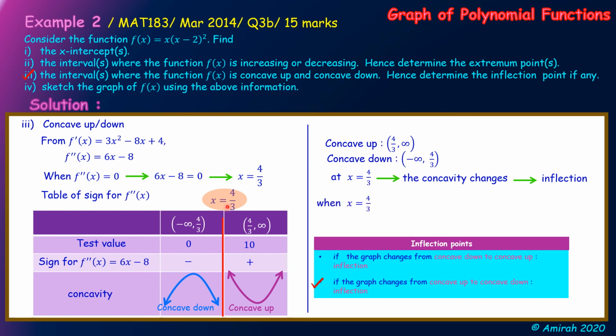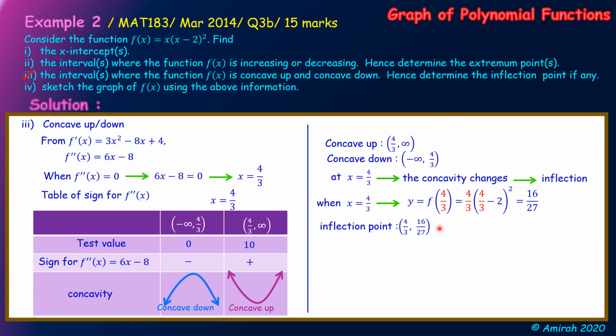So to find the point, we need to find the coordinate y. We substitute x equals 4/3 into f(x). Our f(x) equals x times (x minus 2) squared. So we substitute x equals 4/3, and we get y equals 16/27. So our inflection point is the coordinate (4/3, 16/27).